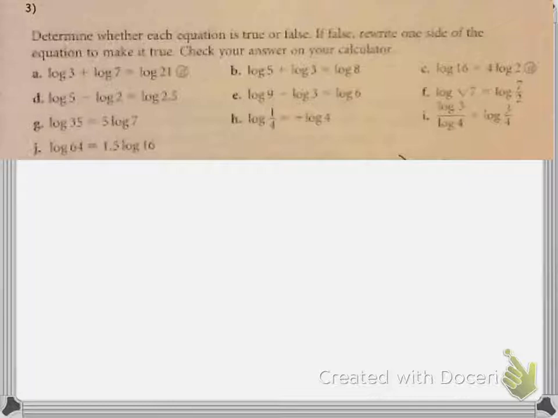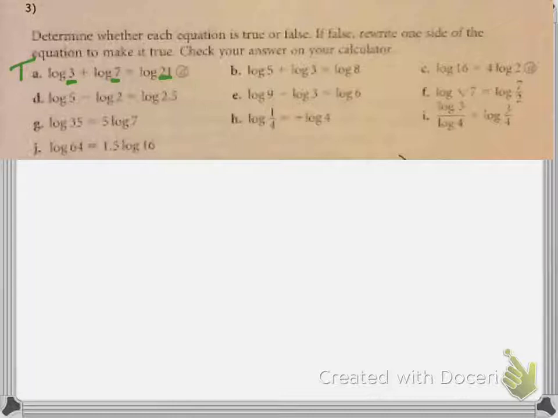So just starting with A, log of 3 plus log of 7 equals log 21. This is our product property, so when we're adding two logs together, we multiply our numbers, so 3 times 7 is 21, so A is true.